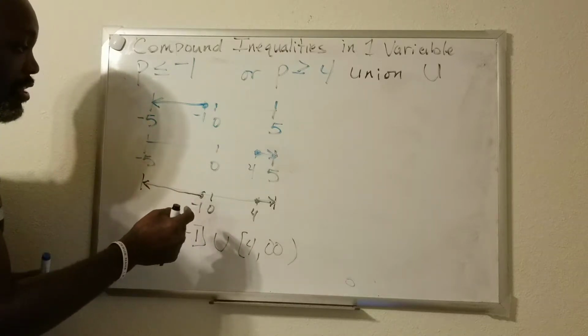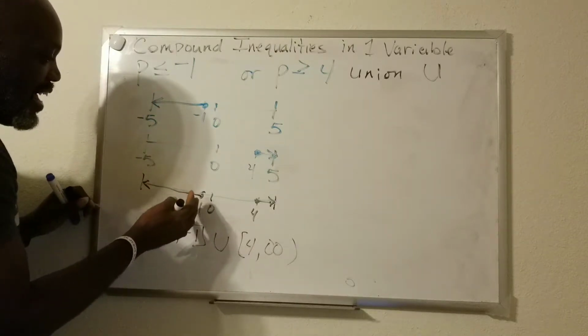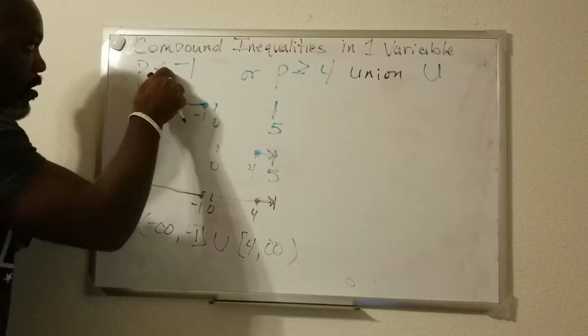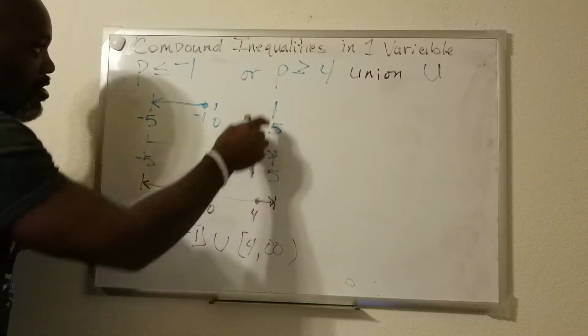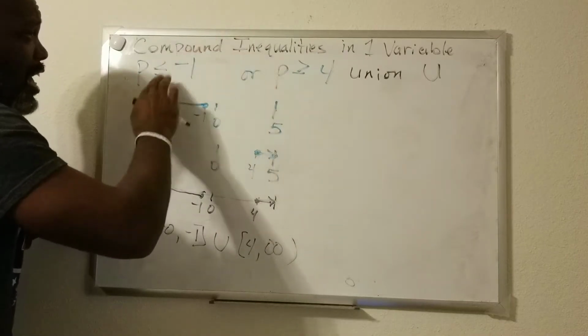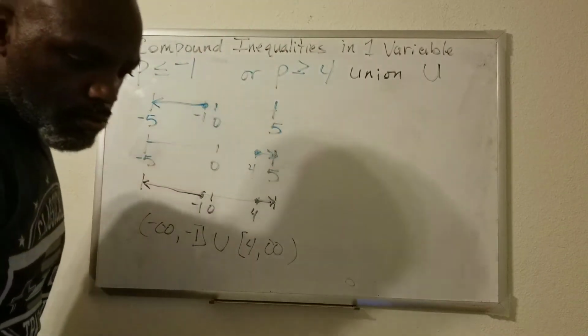So, for example, -2 would satisfy this one, right? 5 would satisfy this one. So it satisfies either one. Okay.